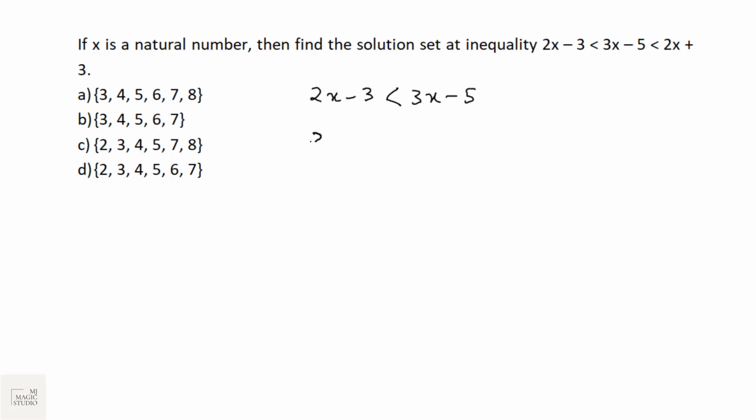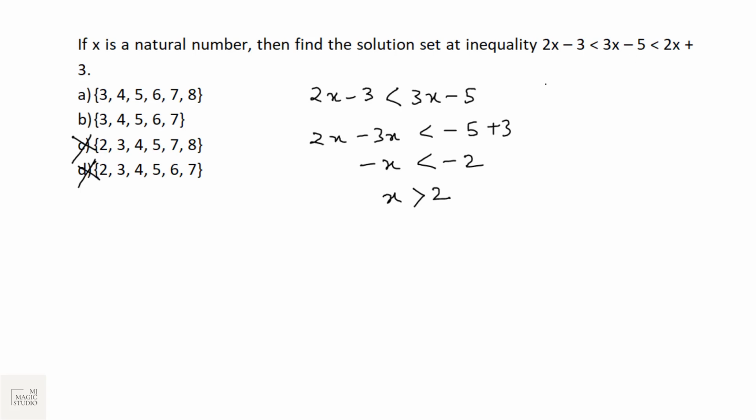I'll take x on one side. 2x minus 3x is less than minus 5 plus 3. So minus x is less than minus 2, and when I multiply both sides by minus 1, this inequality sign will interchange. That means x is greater than 2. So x will assume any natural number which is greater than 2. So option C and option D are out.